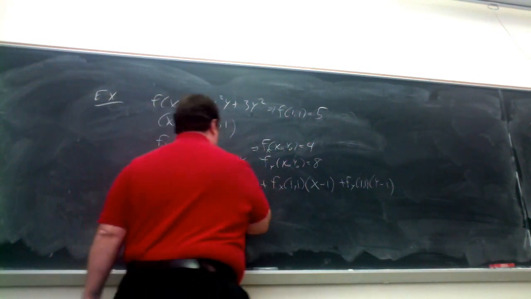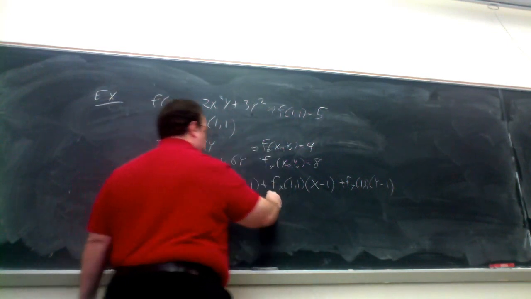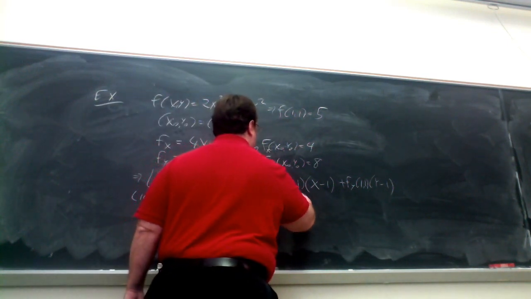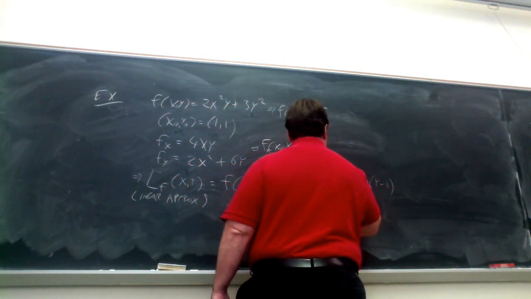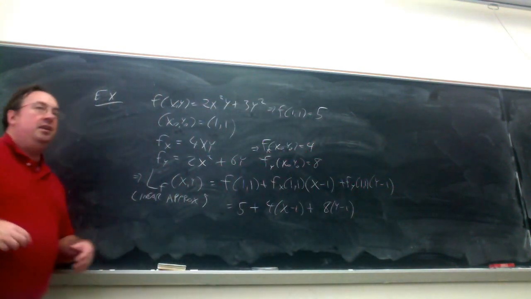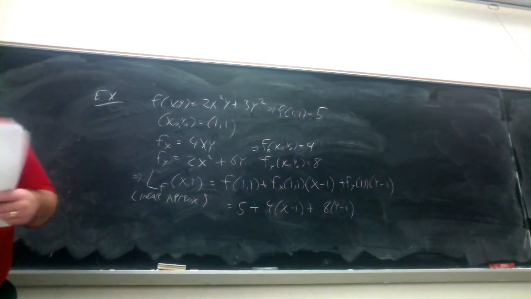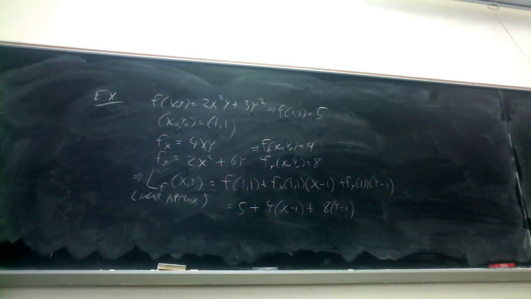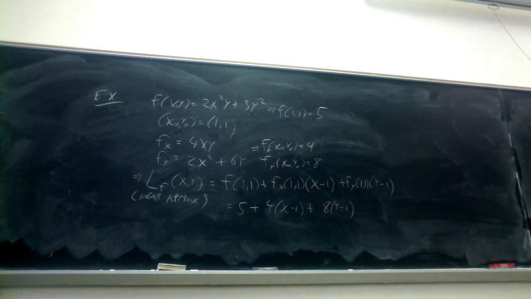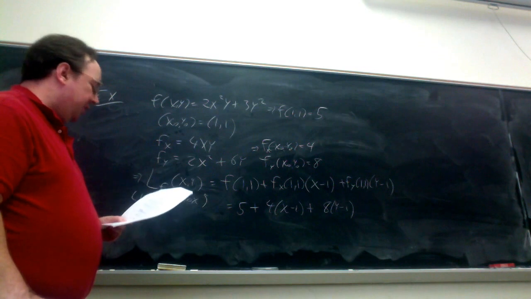So now it's filling everything. So now we have 5 plus fx, which is 4, times x minus 1, plus 8 times y minus 1. And if you like, you can expand that out and see if you can simplify that, although it's not necessary. In fact, if we're going to evaluate this at points near 1, 1, it might actually be more convenient to leave it in this form.